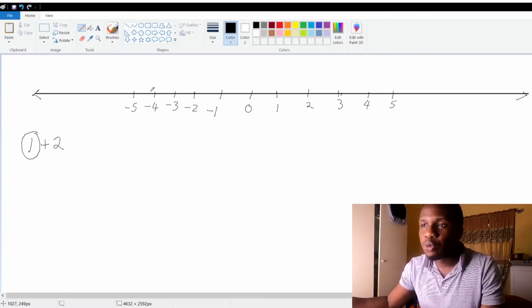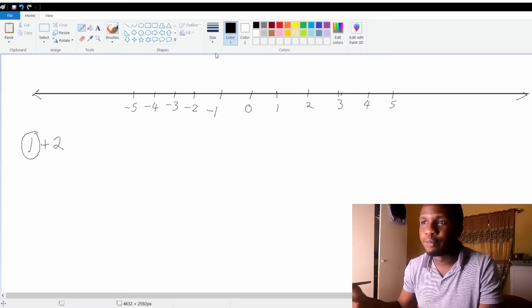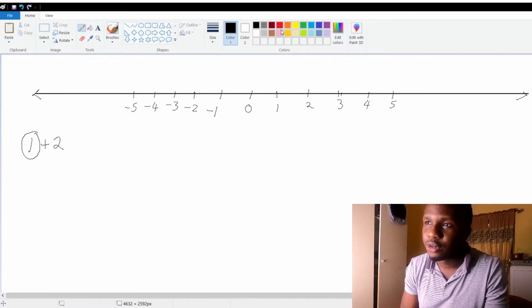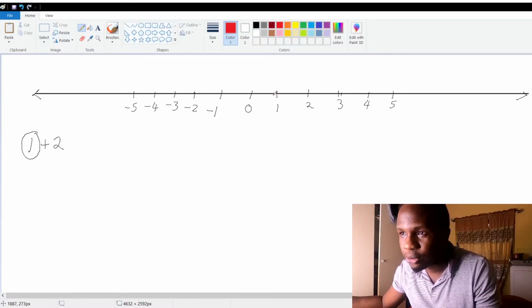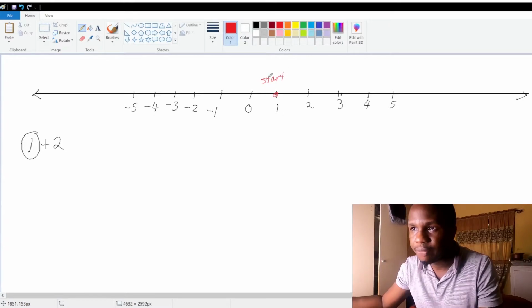And that will be where I would make a start on the number line. Let me color it red so that I can just pop out. So I'm going to color my 1 with the red. So I'm going to start from here. This is my start point, okay?